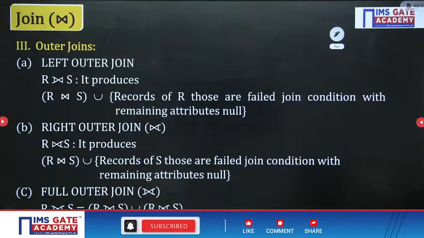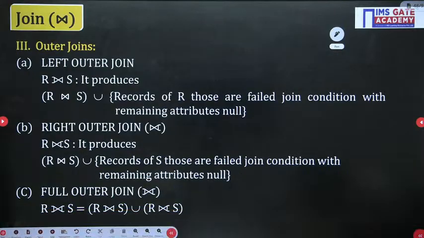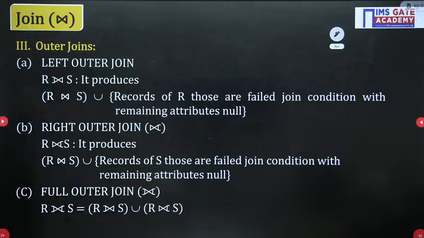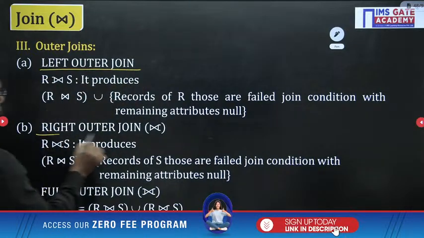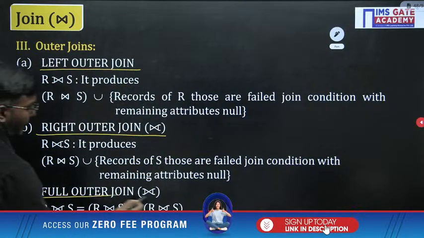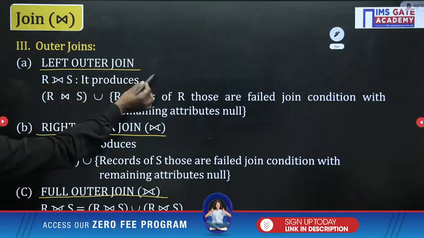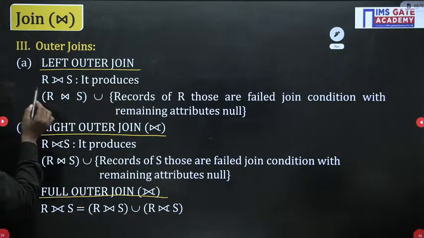Next is our left outer join. We have 3 types of outer join here: left outer join, then right outer join, and then full outer join. Fine. What is left outer join? Left outer join says here, see here. What is left outer join?